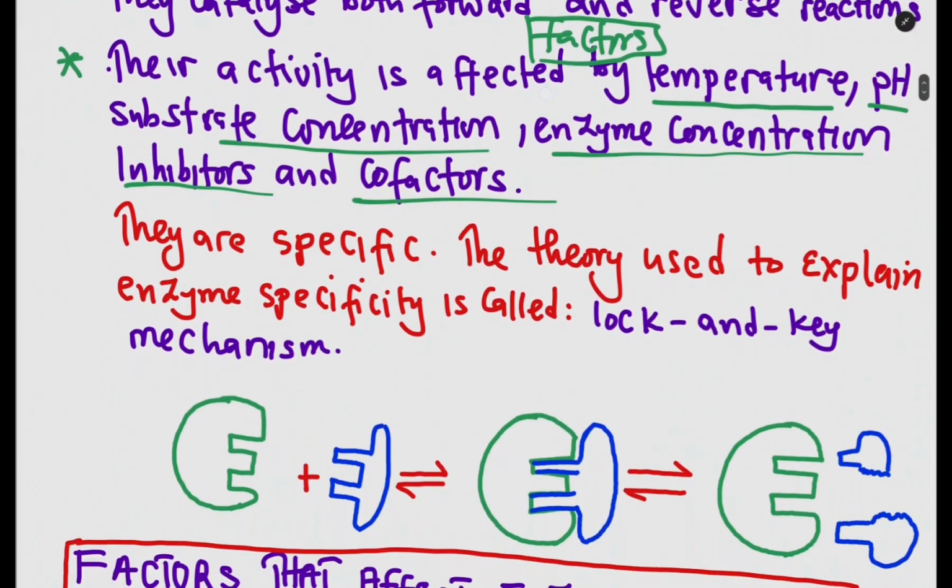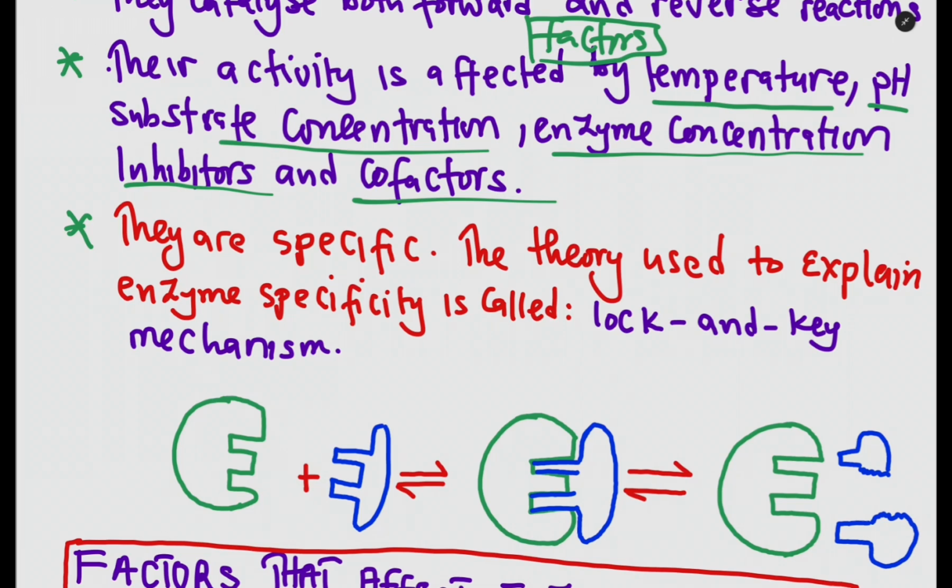Then of course we can look at the other one, that is, they are specific. So the other characteristic is that they are specific. Now this is where we look at the theory called the lock and key mechanism. In this lock and key mechanism, the active site of the enzyme is the lock, and the substrate is the key. As you know, if you were to open a certain lock, only specific keys open it, because each and every lock has specific keys. So that is how you look at it.